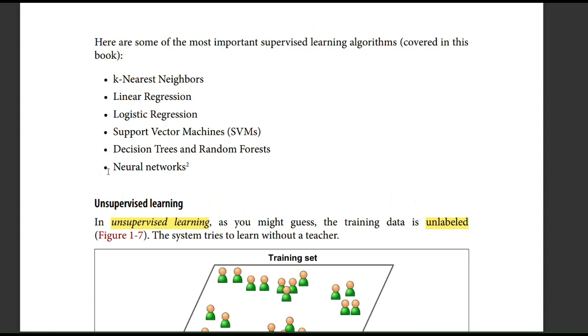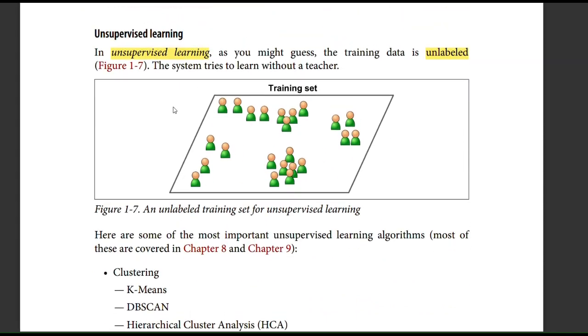These are some of the algorithms that are covered inside supervised learning: K-nearest neighbors, linear regression, logistic regression, SVMs, decision trees, random forests, and neural networks. These are all examples of supervised learning.